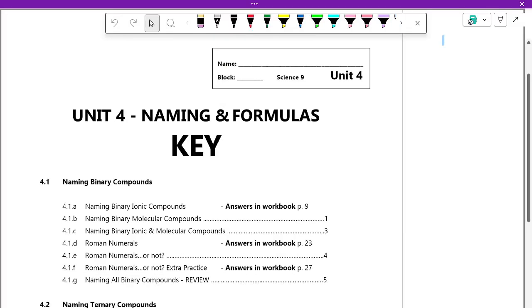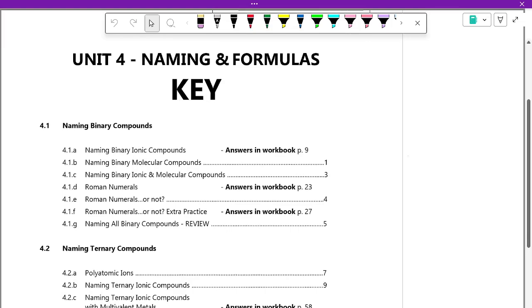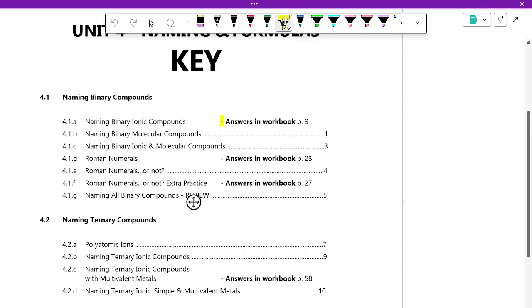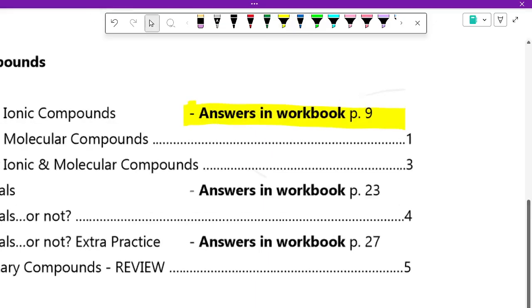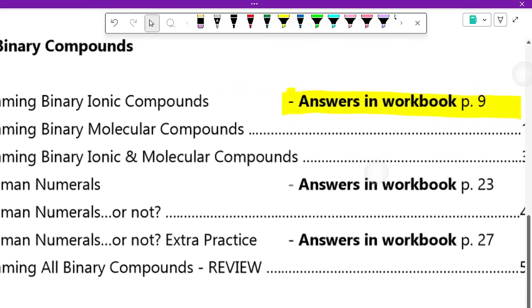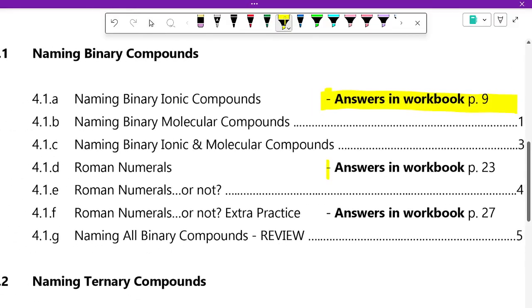Now, one thing you're going to notice here is that some of the answers are in the answer key, but some of them are not. Okay, so if you're like, I can't find the answers to 4.1a, it tells you that they are simply in the workbook on page 9. Okay, so in the answer key, sometimes because it just saved on paper, because the answers are very short, I just put them right in the worksheet itself. Okay?